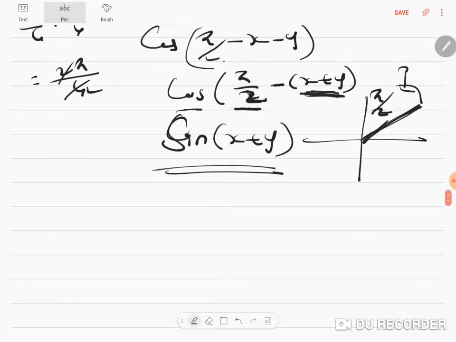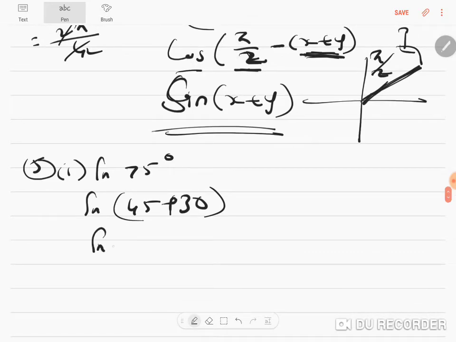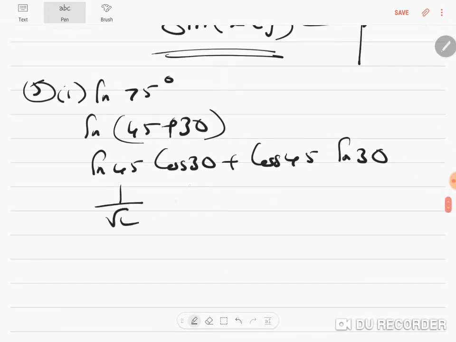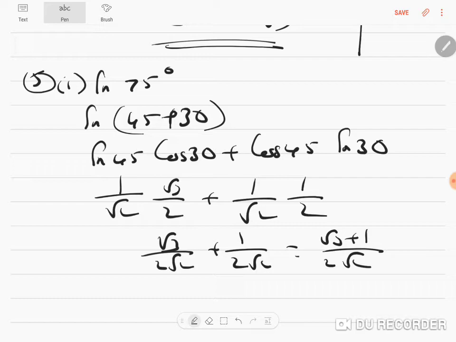Okay. Then is the 5th sum, first subdivision sin 75, which is sin(45 plus 30), write it as two known angles, and sin(a plus b) is sin a cos b plus cos a sin b, and you can substitute the values: sin 45 is 1 by root 2, cos 30 is root 3 by 2, cos 45 is 1 by root 2, sin 30 is 1 by 2. So, it is root 3 by 2 root 2 plus 1 by 2 root 2. So, it is (root 3 plus 1) by 2 root 2. Am I right? Have we done any mistake?